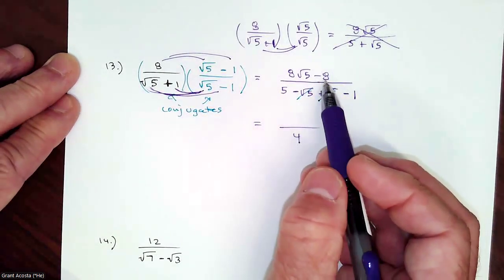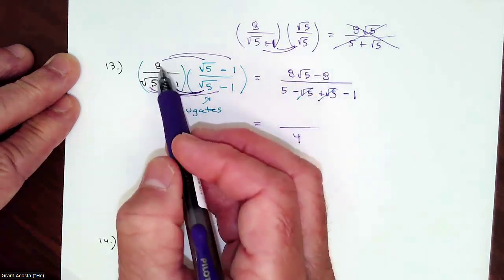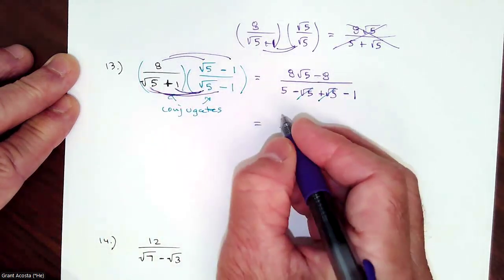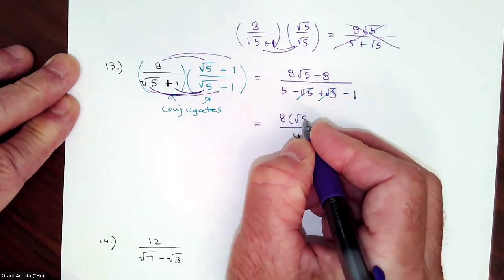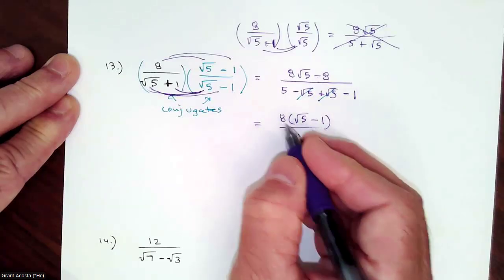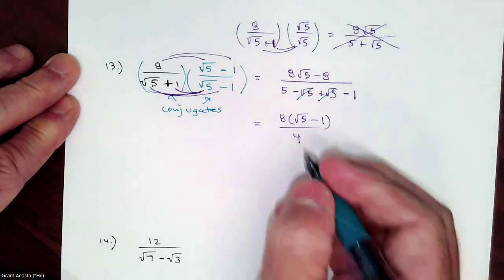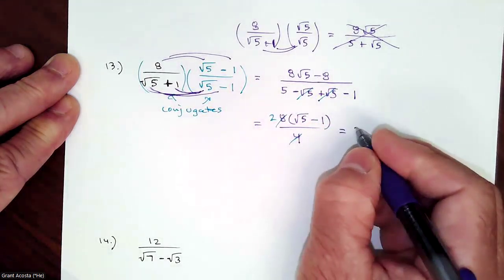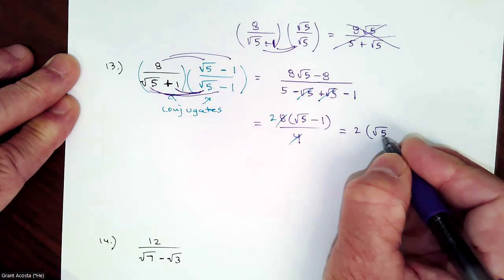And now you may see that maybe it might be better, rather than distributing the 8 here, what if I factored it back out or left it back as just 8 times root 5 minus 1? I could reduce this even further, because now 8 over 4 is just 2. I could leave this as 2 times root 5 minus 1.